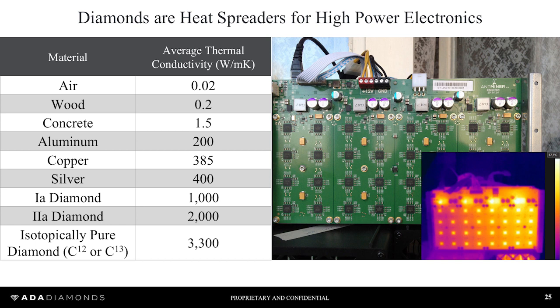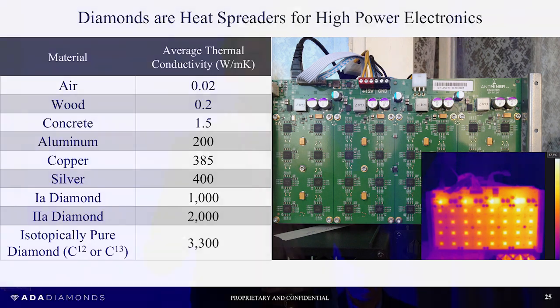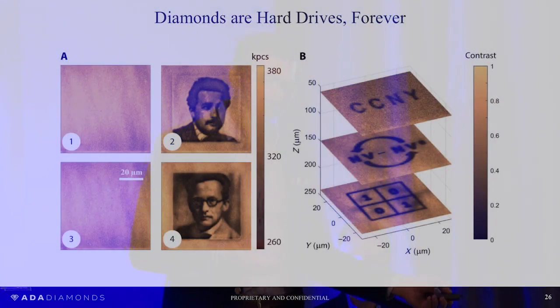One thing that I will point out that I find quite fascinating is that if you take isotopically pure carbon as your source or your donor carbon for your diamond growth, you can get 50% higher thermal conductivity. So you're talking almost an order of magnitude more thermal conductivity than the status quo.